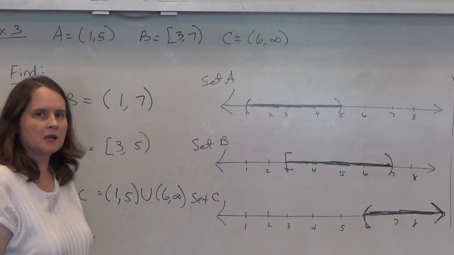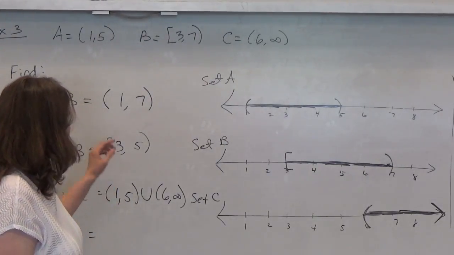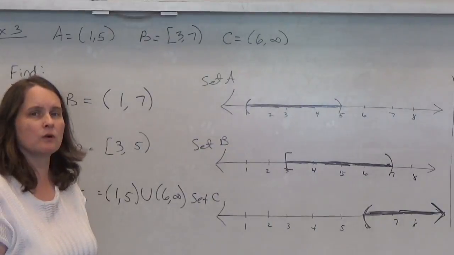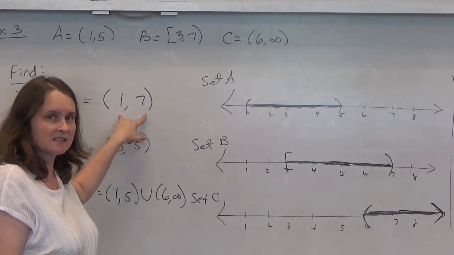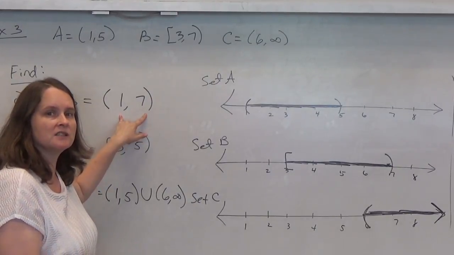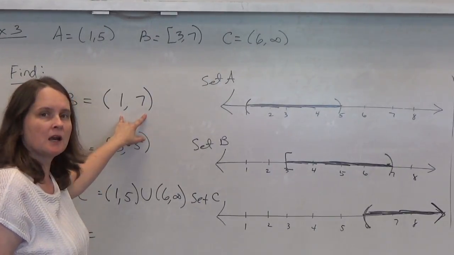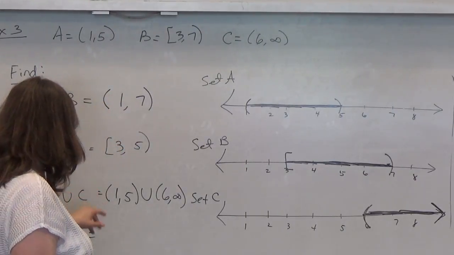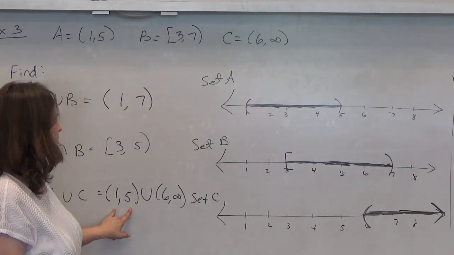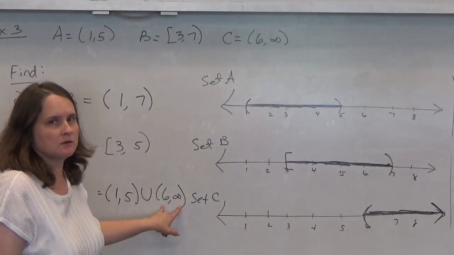One thing you have to be really careful about is that sometimes interval notation can look a lot like an ordered pair. For example, if you just looked at this, you would probably read that as x equals 1 and y equals 7, which is a totally different topic. So just be really careful that you don't confuse that. This is the interval from 1 to 7. In part C, we've got the interval from 1 to 5, union interval from 6 to infinity.